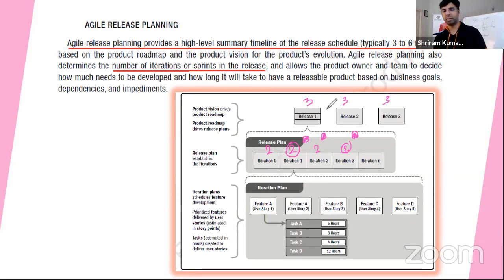Now, 3 months could be a timeline, or 4 months could be a timeline where some releases are planned. For these releases, we have iterations being planned out. In an iteration, what all is to be delivered could be a user story, could be a task, could be features which start coming out. Now, this page is also from your Dunbar book, which talks about how release planning works.